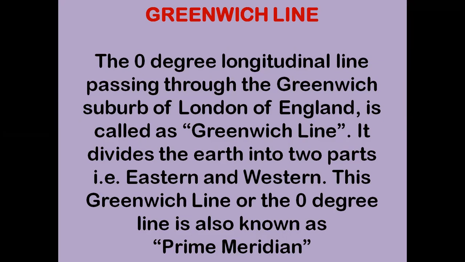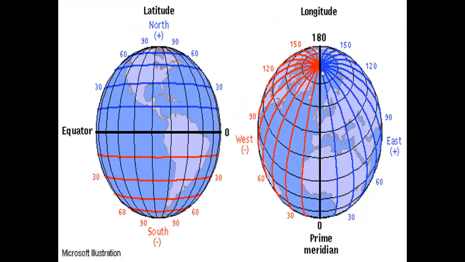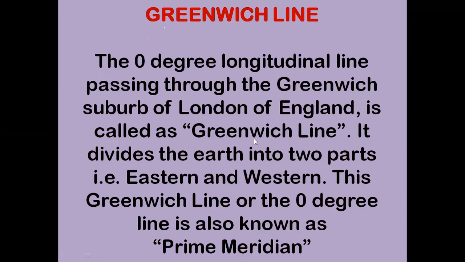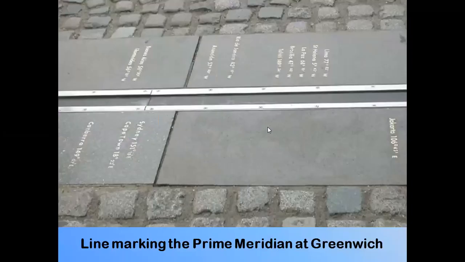That is what we saw in the previous figure. What is the prime meridian? This is what we saw. This is the prime meridian, also known as the Greenwich line. Now, the line marking the prime meridian at Greenwich. This is the exact place where you will find the line marking the prime meridian at Greenwich.